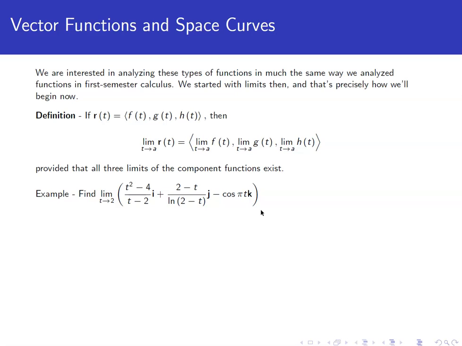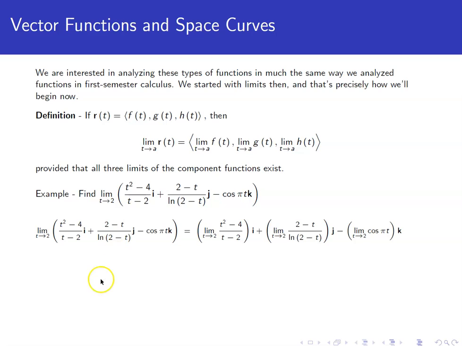So let's look at the limit of the vector-valued function t squared minus 4 over t minus 2 times i, plus t minus 2 over natural log of t minus 2 times j, minus cosine pi t times k. We want the limit of this vector-valued function as t approaches 2. According to our definition, the limit of the vector-valued function is going to be the vector whose components are the limits of each of the component functions. So we'll evaluate each component function's limit as t approaches 2.